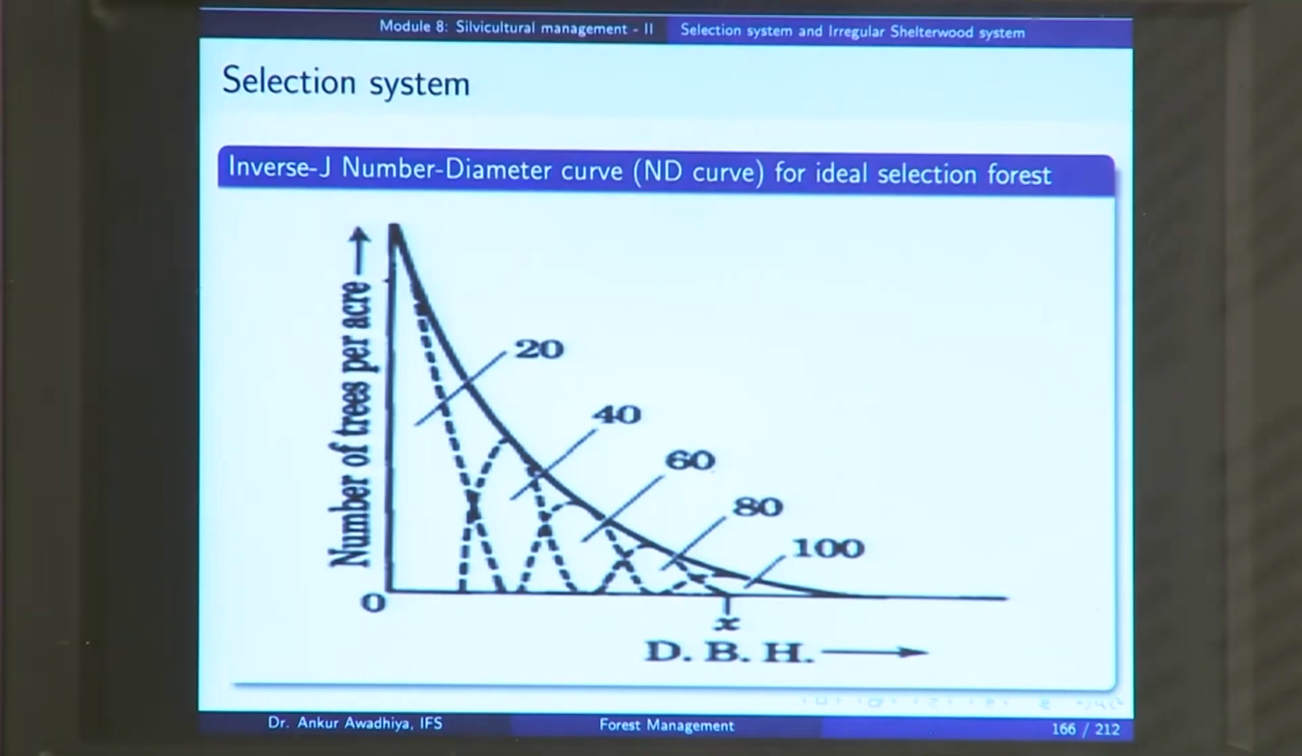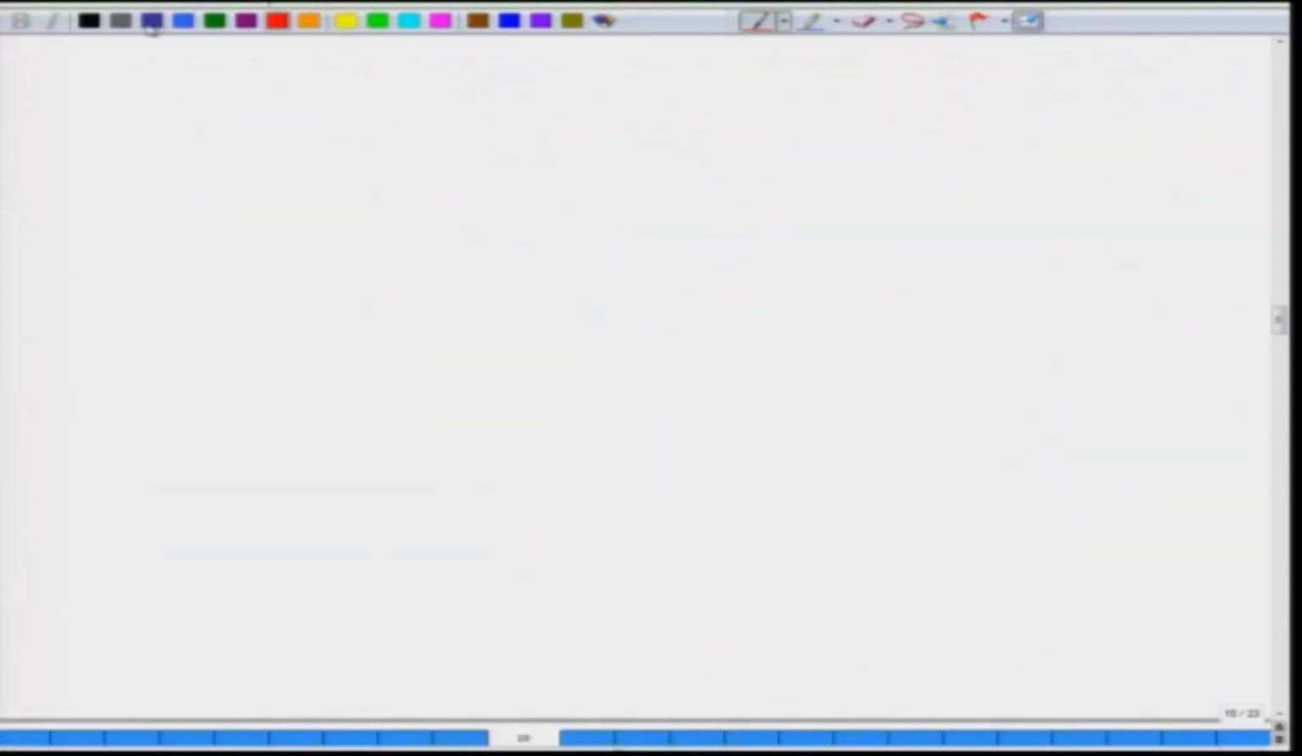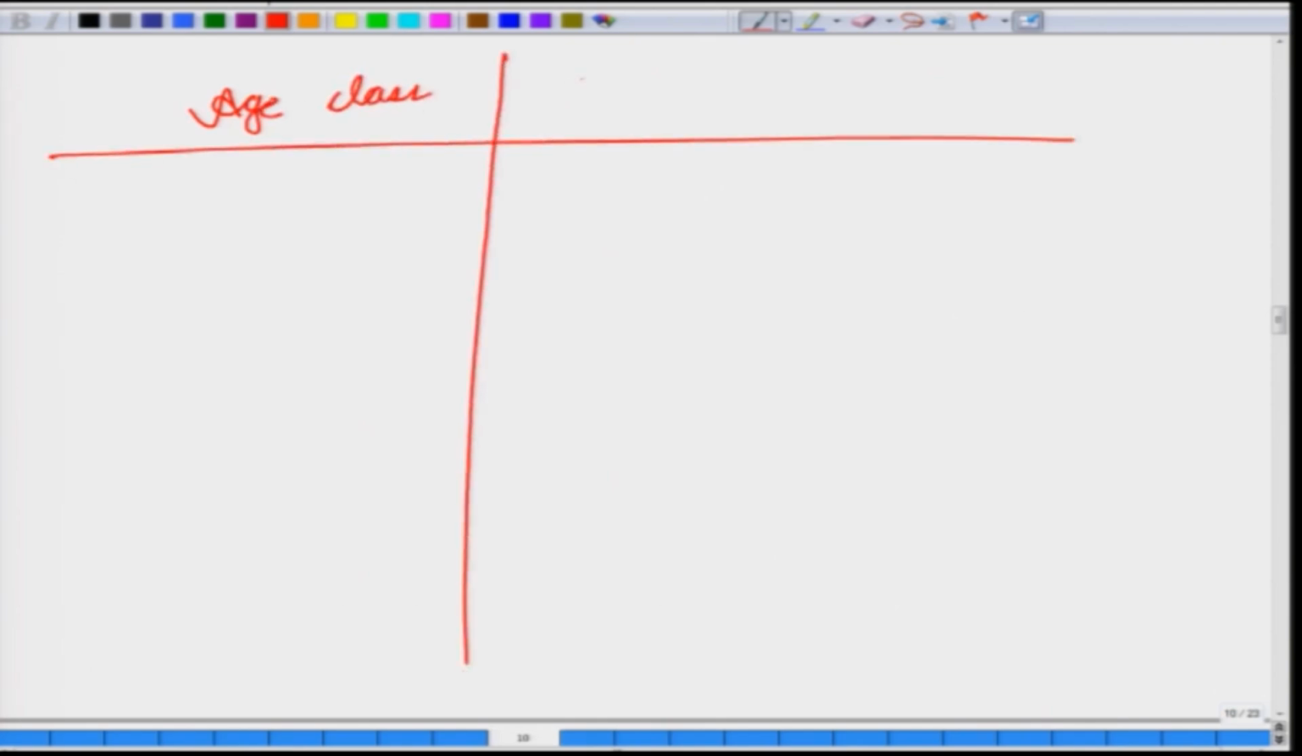Now, why should you have the numbers that are decreasing as we increase the age? That is because in a natural forest as well, if you have trees that are moving from one age class to another age class, there will be some mortality. So, for instance, let us consider an age class and the numbers. Suppose you start with 10,000 trees in the age class of 0 to 10 years.